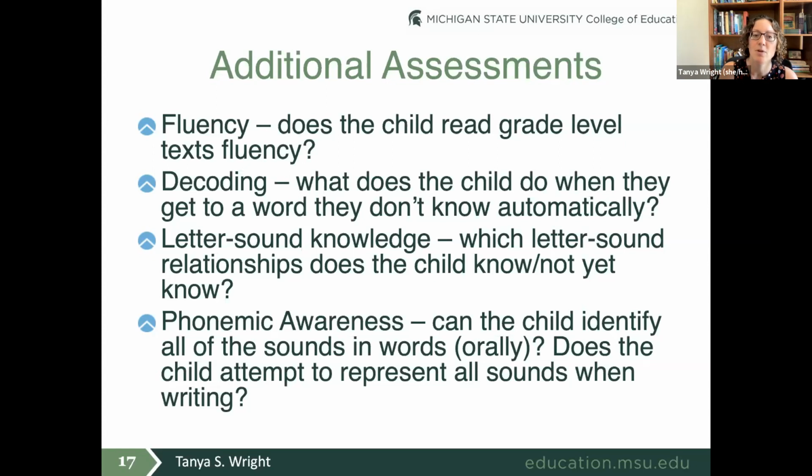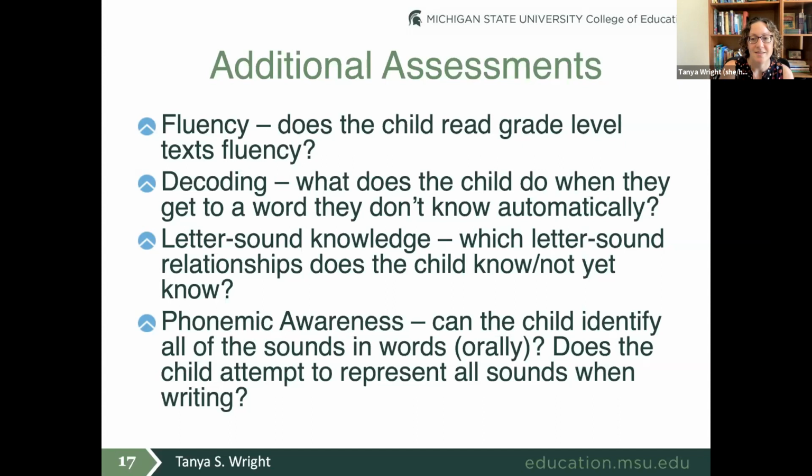Because you might be below grade level on foundational skills because you don't know grade level letter sound relationships to apply when you're decoding. A child, phonemic awareness: can the child identify all of the sounds in words orally? So if I say, what are the sounds in a particular word, can they say the sounds? Does the child attempt to represent all the sounds when they're writing? That's another way to check in on this.